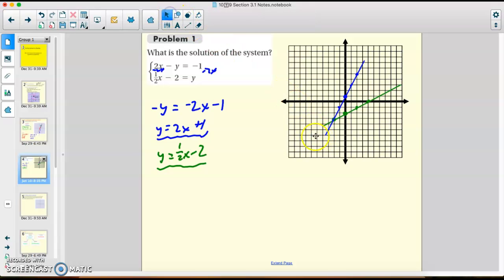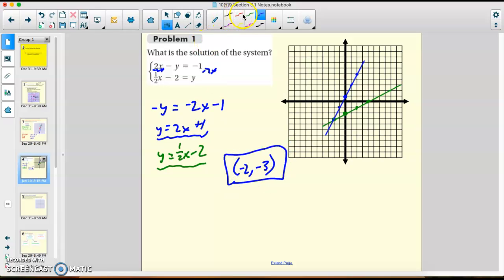Okay, and so we see our intersection point is at, let's see, 1, 2, negative 2, comma, 1, 2, negative 3. Okay, now just to check, it's always good to check. We plug them in for both.